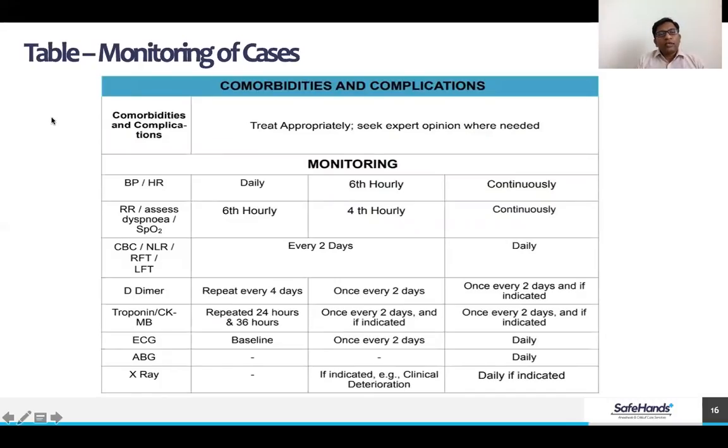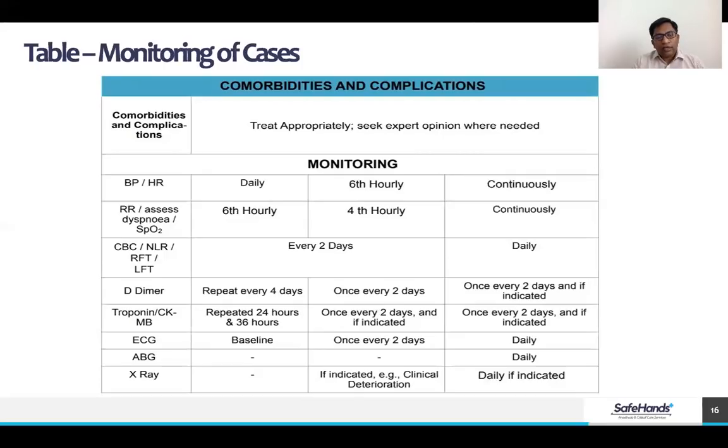So monitoring of cases, that is comorbidities and complications. Comorbid complications should be treated appropriately. Seek expert opinion whenever it's needed. Monitoring of BP and heart rate should be done daily in case of mild, 6 hourly in moderate cases. Continuous monitoring is required in case of severe patients. Monitoring of respiratory rate, assessment of dyspnea and saturation 6 hourly in mild, 4 hourly in moderate. Continuous monitoring is required in case of severe patients.